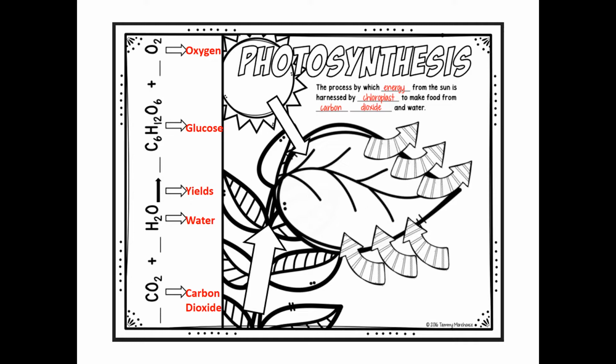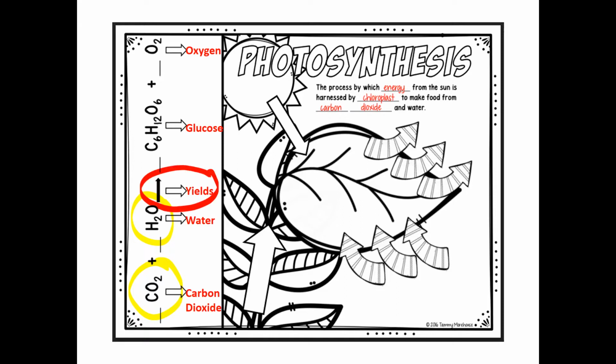With all reactions, we have reactants and then we have products. If you look on the left side over here, you'll see that we have carbon dioxide and water. These right here are my reactants. These are the ingredients that are going to be doing the reacting. And then I have an arrow that says yield.